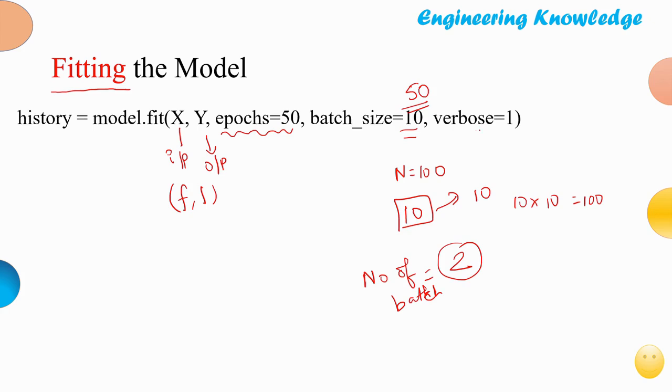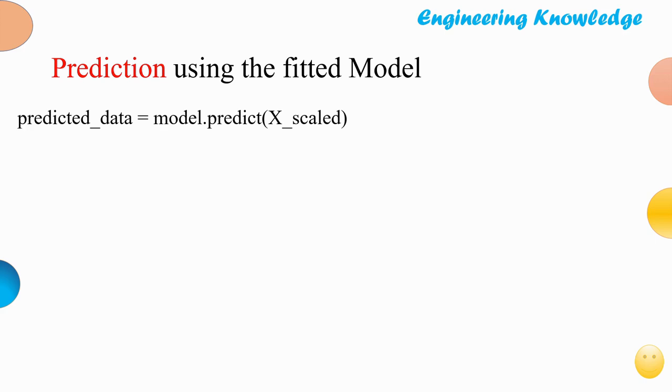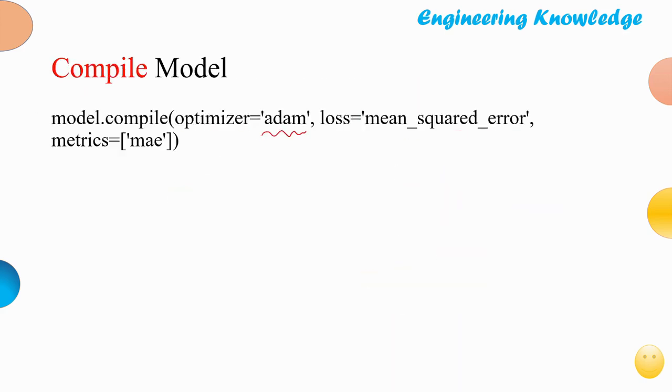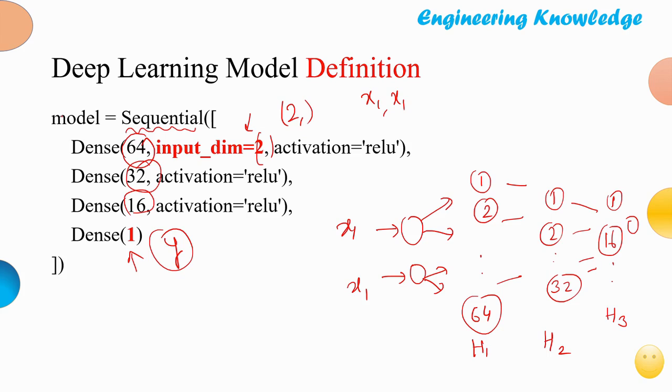We use verbose equal to 1 to see how the model is training, so it will appear at the output. And finally, we will use predict. So our sequential model is named model. Remember, we defined model here. You can write anything, but what you write here represents the model in deep learning.